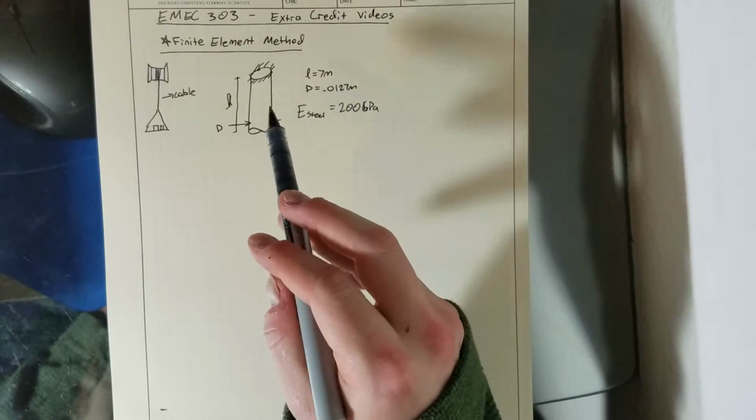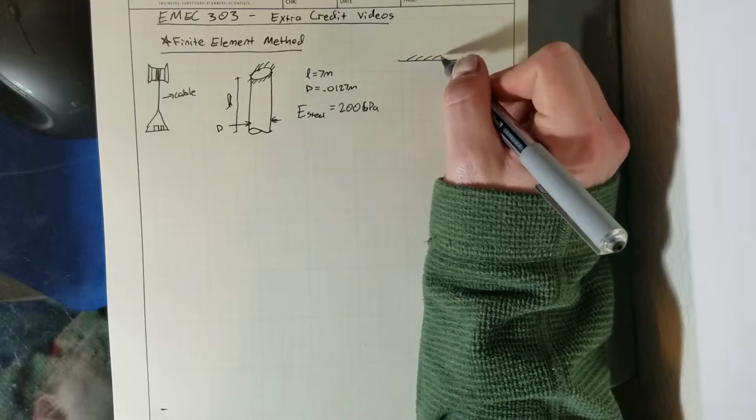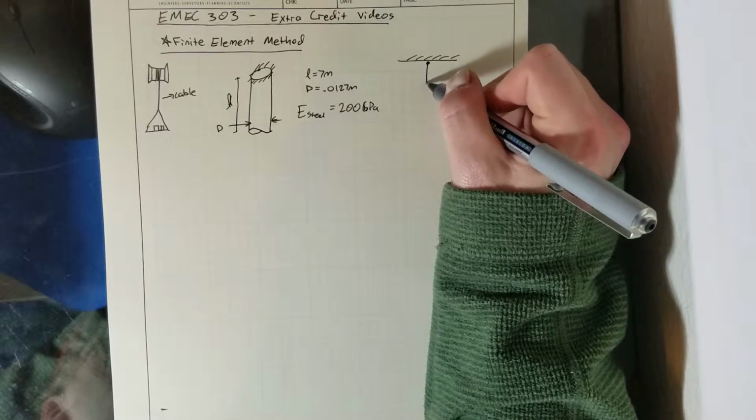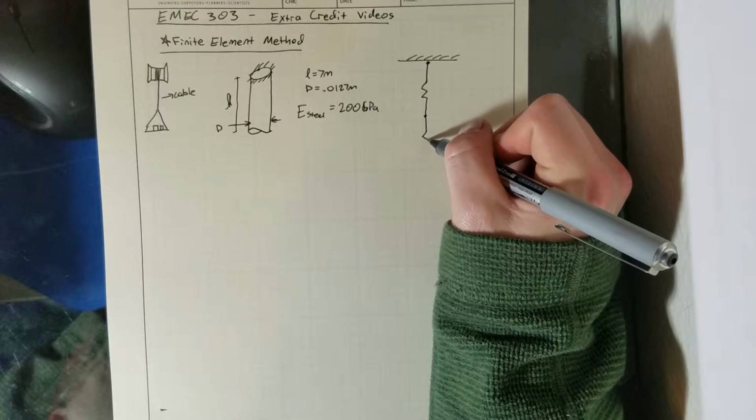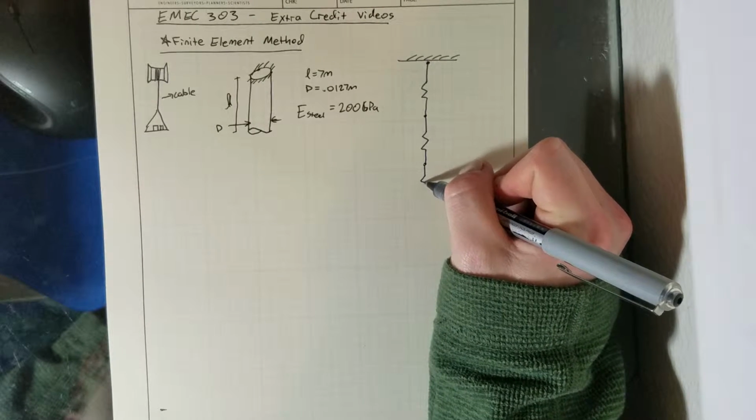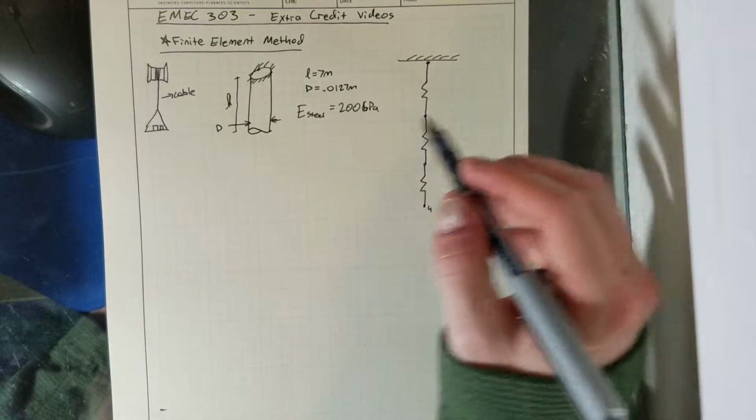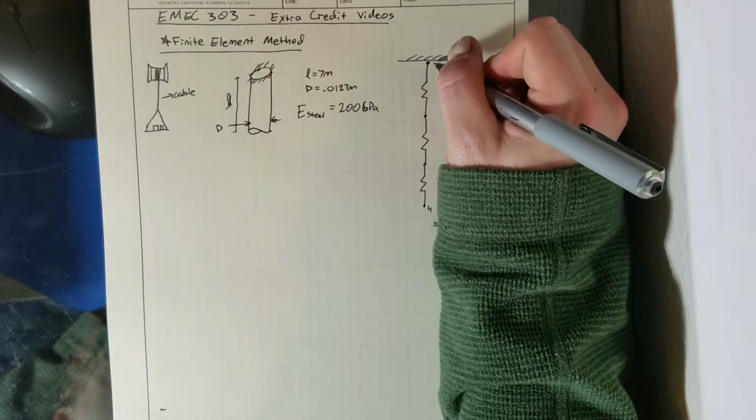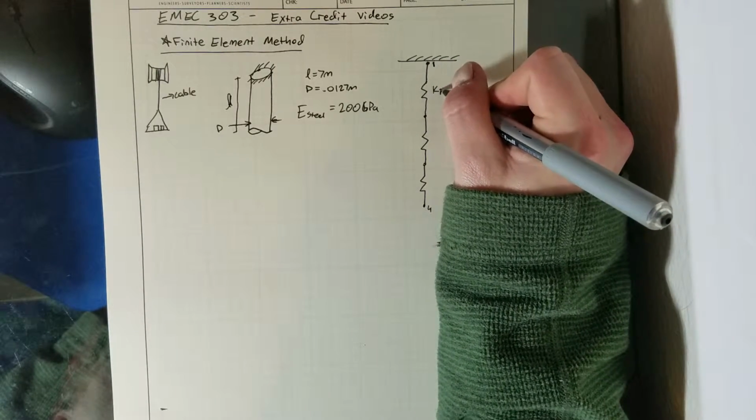So now we can take this cable and we can further simplify it and represent it as a series of elements and nodes. And these elements will be represented by springs. And in this scenario, we're going to use a set of 3 springs to model the scenario at hand. So we're going to have node 1, and then spring 1.